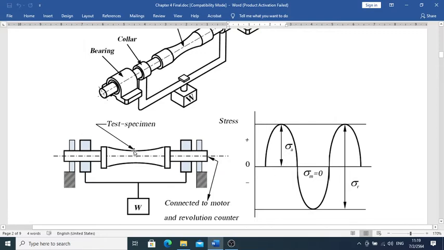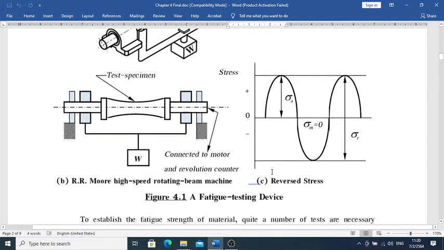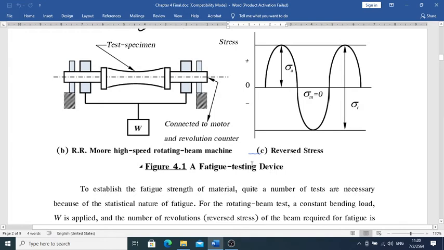The top surface is going to be down under, so it's going to switch back and forth. So the stress is going to switch automatically from positive to negative. This kind of thing is what we call reverse stress. It's going to be pulled up and down, things like that. This is going to cause what we call the fatigue testing device.